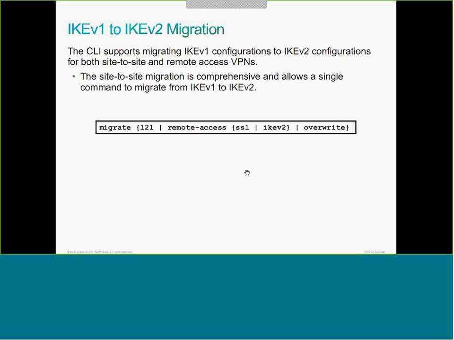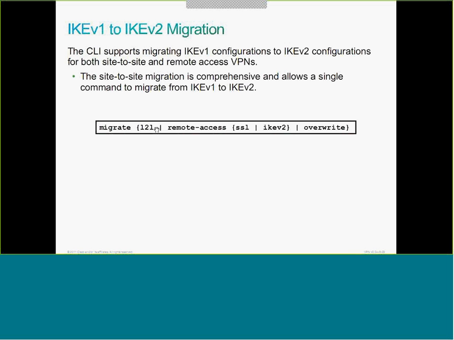Now, when it comes to the CLI, let's assume that you already had an IKE version 1 config out there on your ASA firewall, and let's say you want to quickly move over or migrate towards IKE version 2. In that case, there is a command on the ASA firewall which allows you to do a quick migration from IKE version 1 to IKE version 2. Rather than configuring everything right from scratch, you just run the single command migrate, and then you define what type of VPN you want to migrate, like L2L, that is LAN to LAN, and remote access, that's for remote access VPN. So you define LAN to LAN, let's say, so migrate L2L, and then you define whether you want to use the SSL or IKE version 2 VPN.